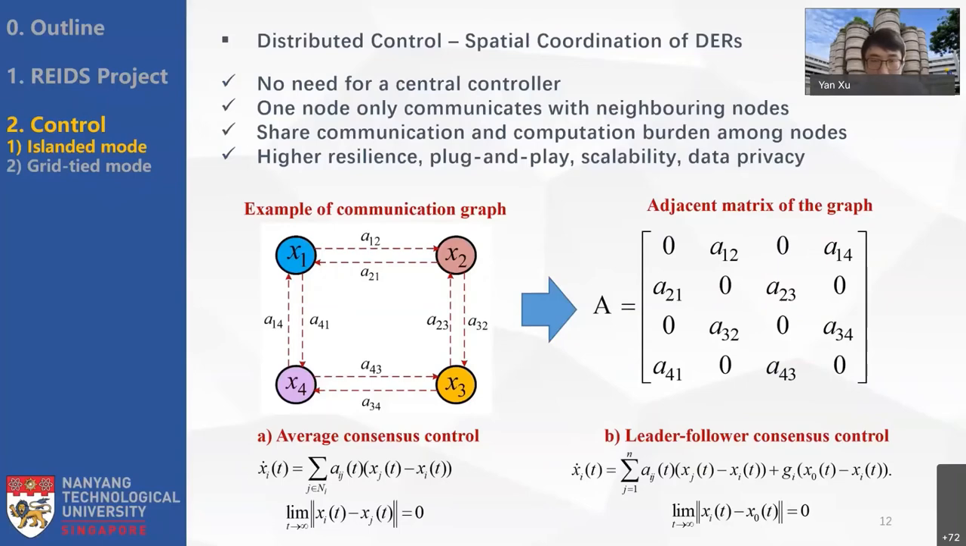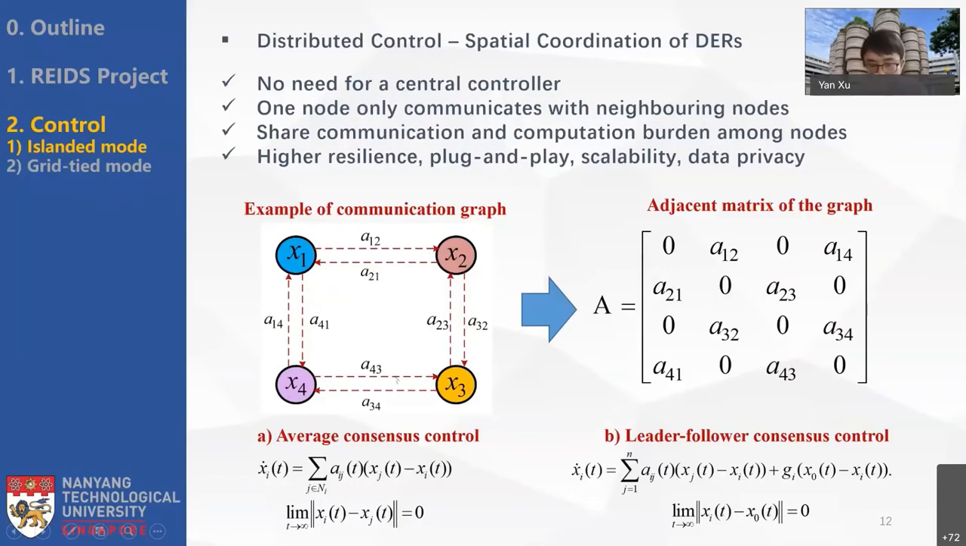They can also support plug and play functionalities and have higher scalability, as well as protect the data because the data is not centrally collected. So this is an example of the communication graph where we have four control nodes, and this can be mathematically formulated as the adjacency matrix to describe the graph.